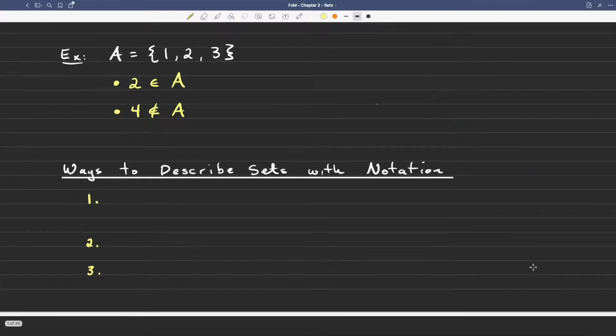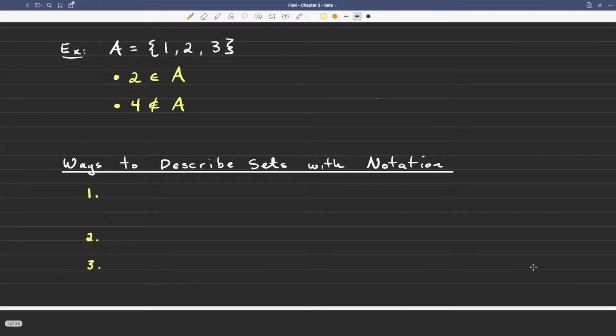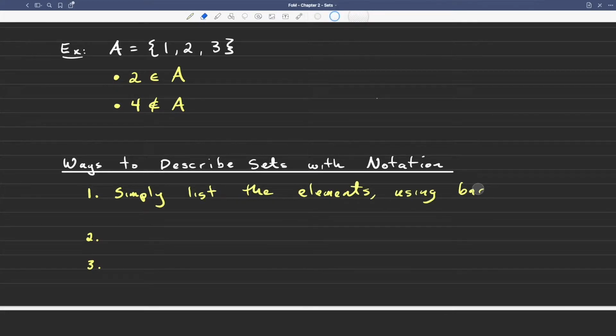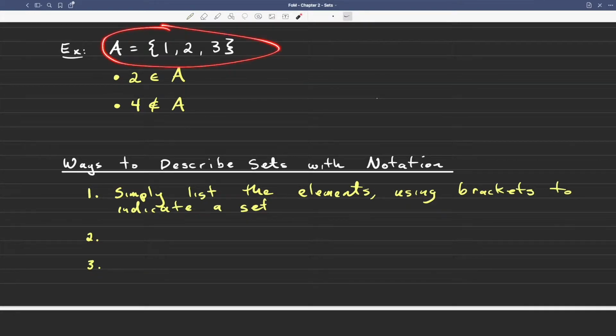Okay? Now we have a few different ways that we can describe sets. Each of these methods has its place, and they're all correct. One of them is more powerful than the others because it's more generally applicable to describing sets. But the first way is simply to list the elements in the set. And we use brackets to indicate the set. So we've already done this up here with A. That's an example of that.